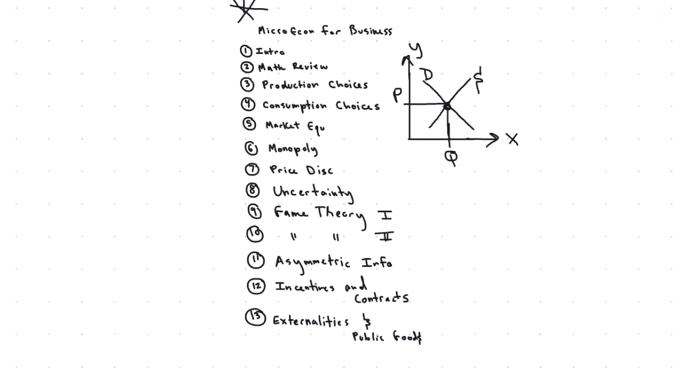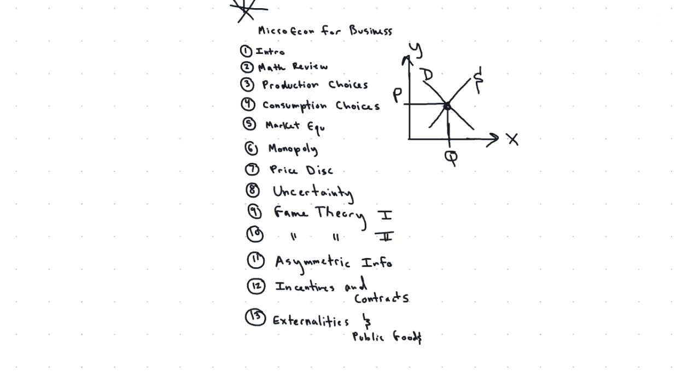So chapter two is the math review. In the math review, we will define the basic prerequisites for the course mathematically, and we'll go through a few problem sets and things like that. Chapter three is going to be production choices. Chapter four, consumption choices.